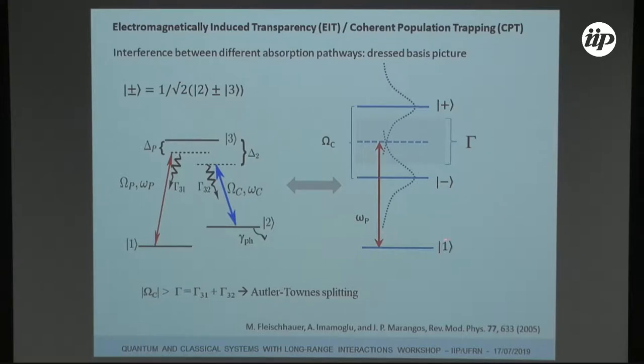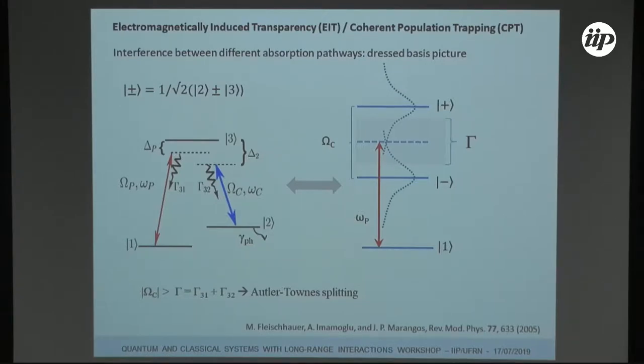The probe field can excite either the state minus or the state plus, completely independently. So we can excite the system in a very well-defined way. So there is no interference in this case. This is the regime we call the Autler-Townes regime, because we have just a split of levels.